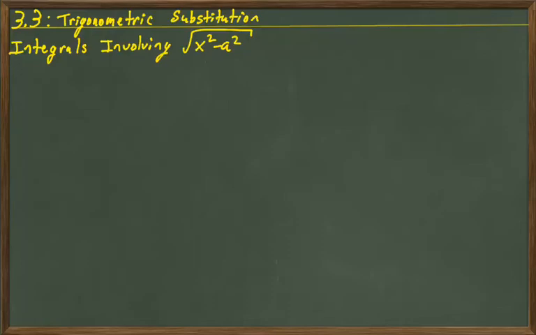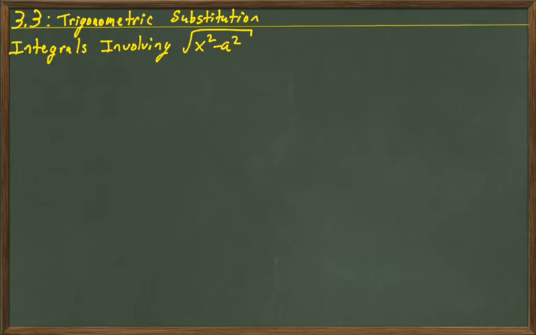All right, this is our last video on trigonometric substitution. So in part one, we looked at integrals involving the square root of a squared minus x squared, and the trig substitution we wanted to use was x equals a sine of theta. In part two, we looked at integrals that had a square root of x squared plus a squared, and the substitution we wanted to use there was x equals a tangent of theta.